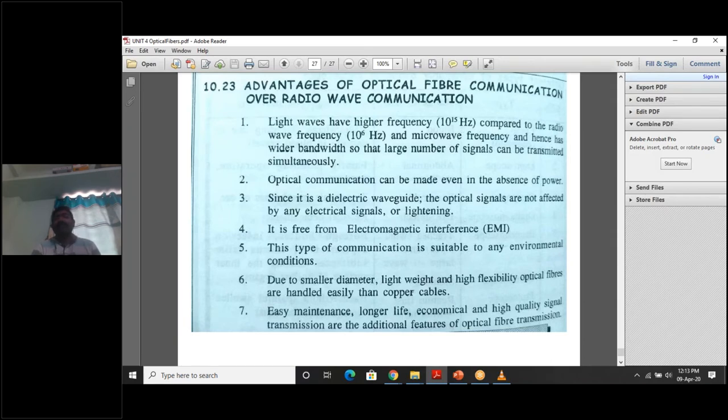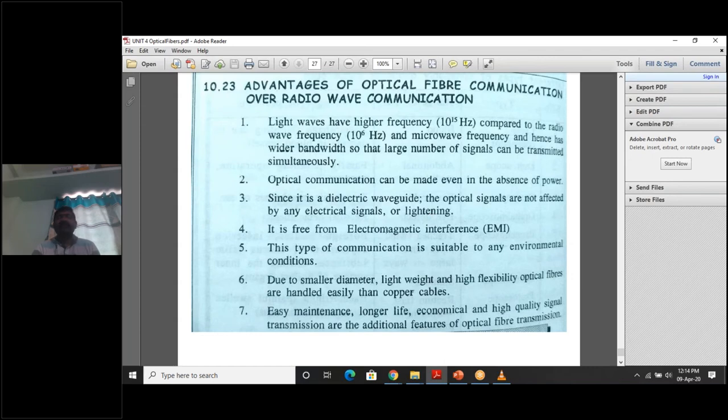Okay, next. Optical communication can be made even in the absence of power. To transmit the light inside the optical fiber, there is no need of power. If you launch the light ray inside the optical fiber, it goes by the total internal reflection process. So there is no need of power. Since it is a dielectric waveguide, the optical signals are not affected by any electrical signal or lightning. Suppose lightning happens, generally in rainy season, the power will go. Those are copper cables, but such problems do not happen inside optical fibers because they are insulated with what? A dielectric waveguide. The glass medium is made up of core and cladding, and the outer jacket is plastic. These are all insulators. An insulator does not pass electricity. So there are no such effects.